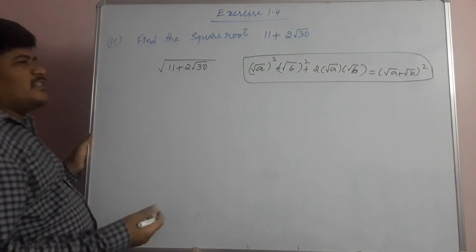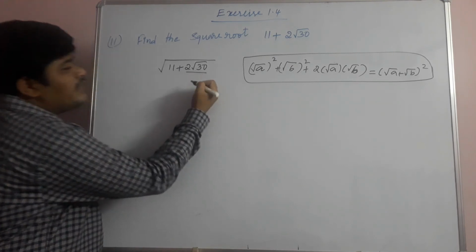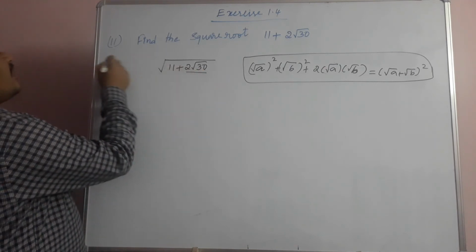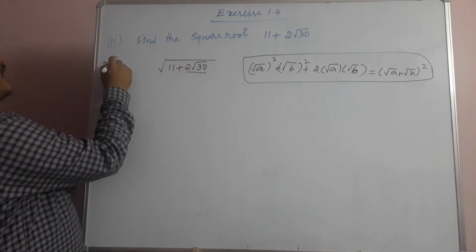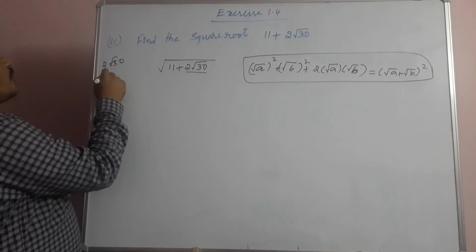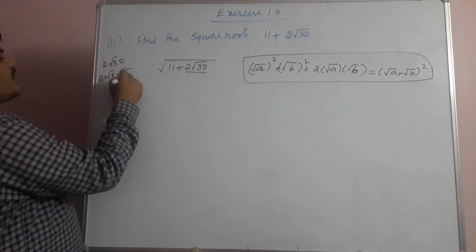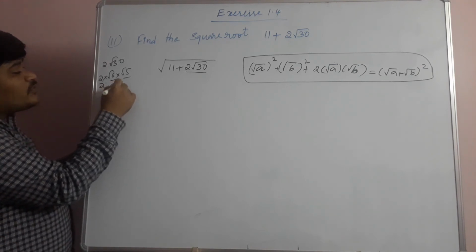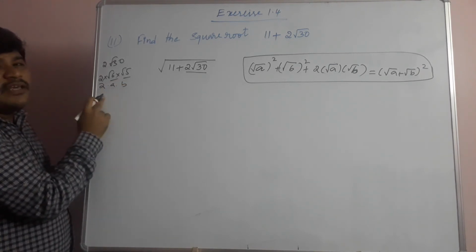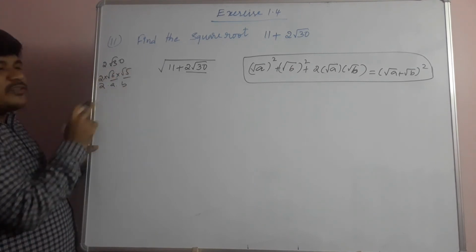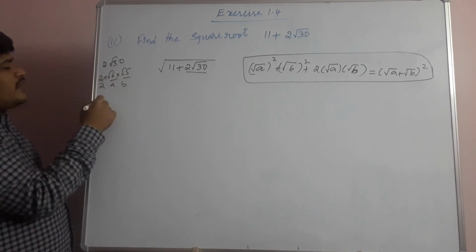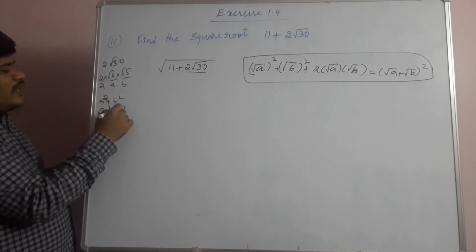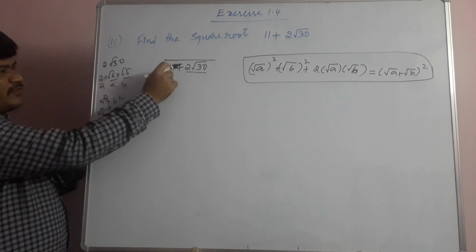So students, observe, 2 root 30 is here. We can write 2 root 30 as 2 into root 6 into root 5. Root 6 into root 5 is also root 30, right? Now this is in the form of 2ab, that is 2 into a into b. Now you check for a square plus b square. What is a square plus b square here? Root 6 square plus root 5 square, the square root cancels, and we get 11, right?